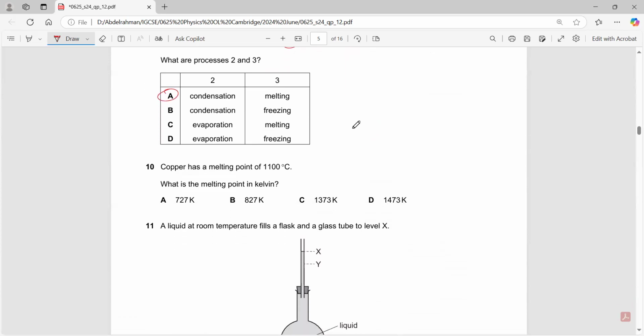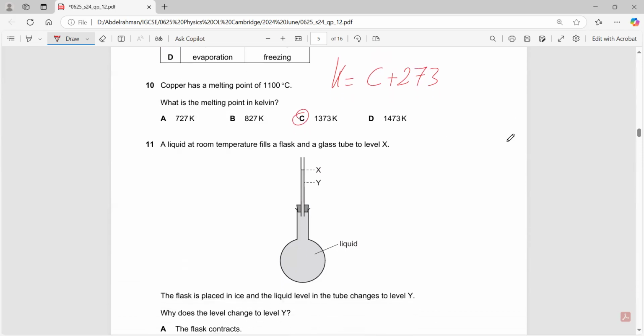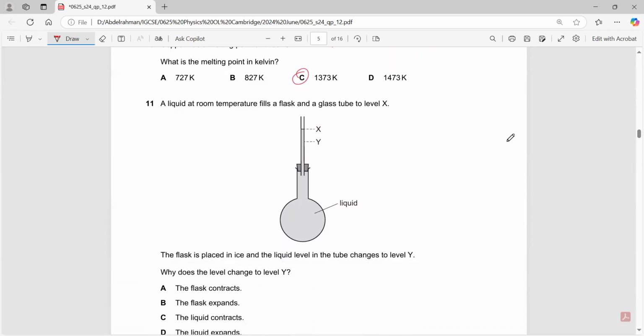Copper has a melting point of 1100 degrees Celsius. What is the melting point in Kelvin? Basically, Kelvin equals degrees Celsius plus 273. We need to add 1100 plus 273, which would be 1373 degrees Kelvin.